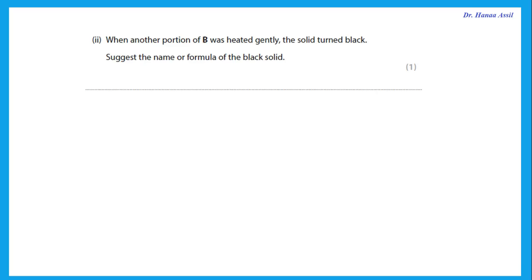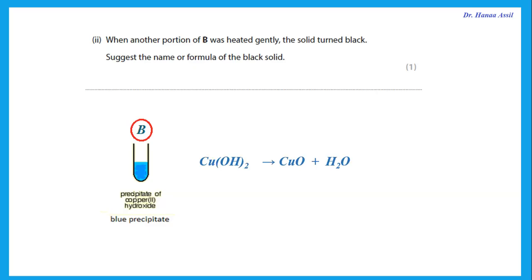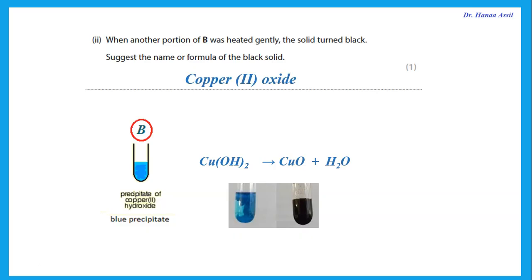When another portion of B was heated gently, the solid turned black. We already decided that B is copper hydroxide. When we heat it, it does turn black because it will form copper 2 oxide.